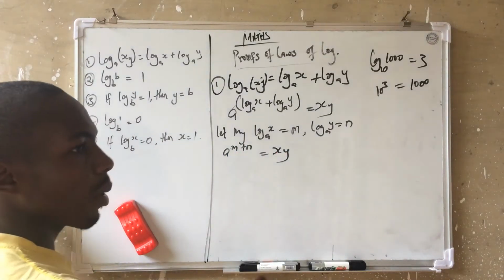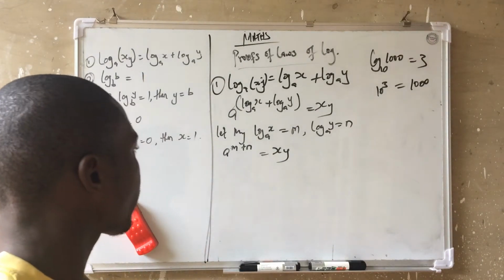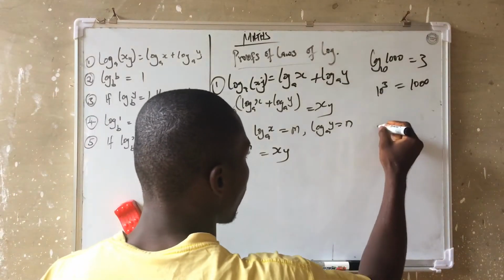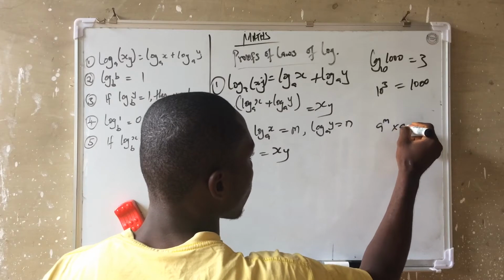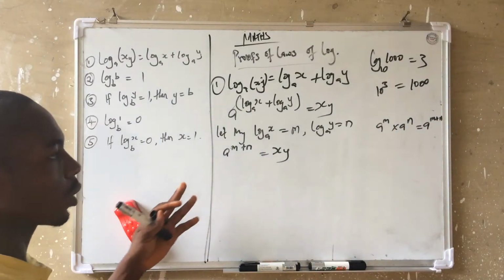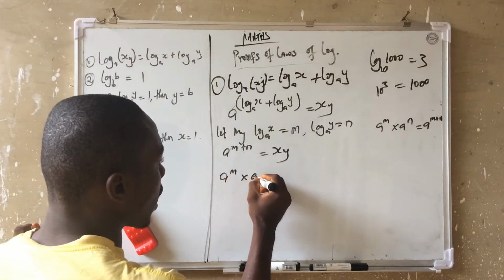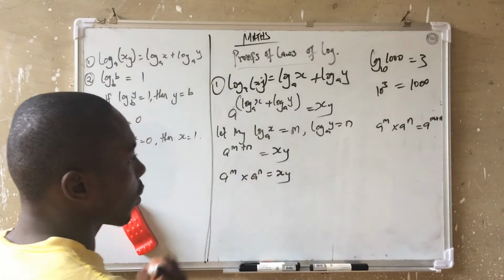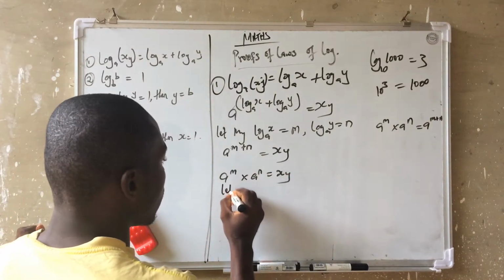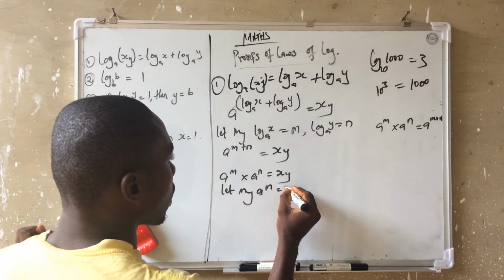xy. And remember, in indices, when you have the same base but different powers, there is multiplication, just like a raised to the power m multiplied by a raised to the power n. This will give us a raised to the power m plus n. That is what we're going to do here. So now I'm going to separate them. I'll now have a raised to the power m multiplied by a raised to the power n to give me what? xy.